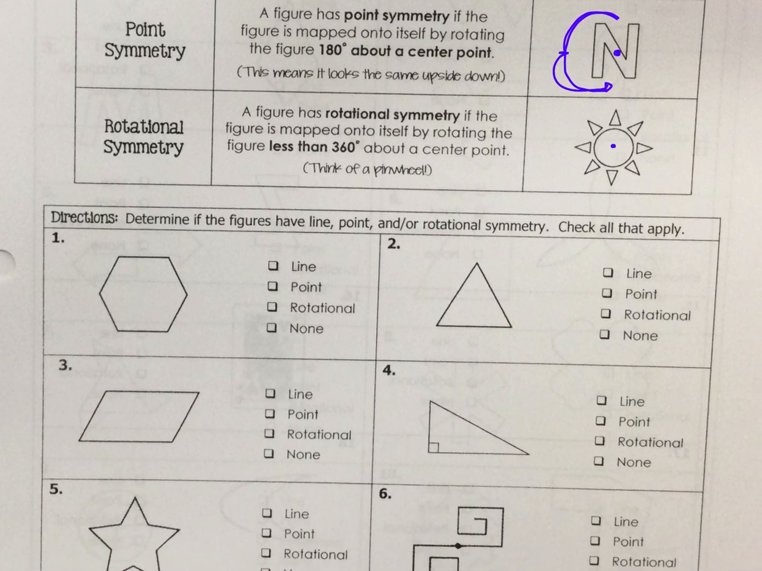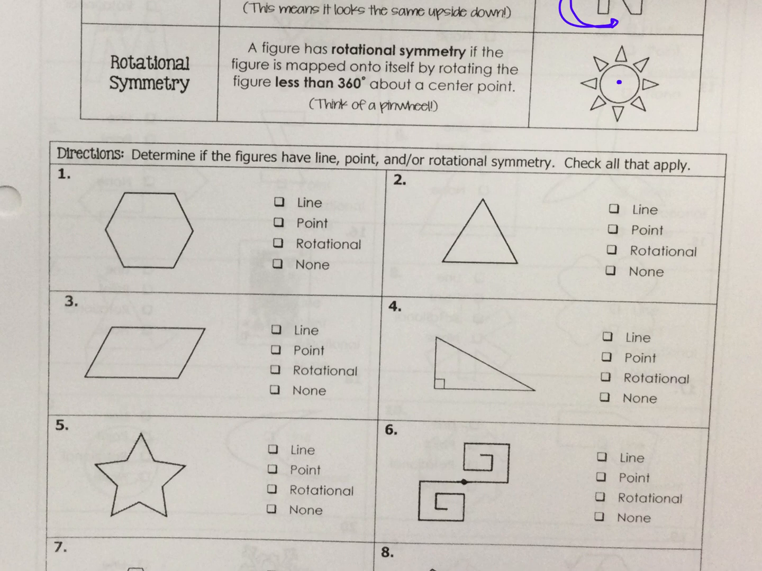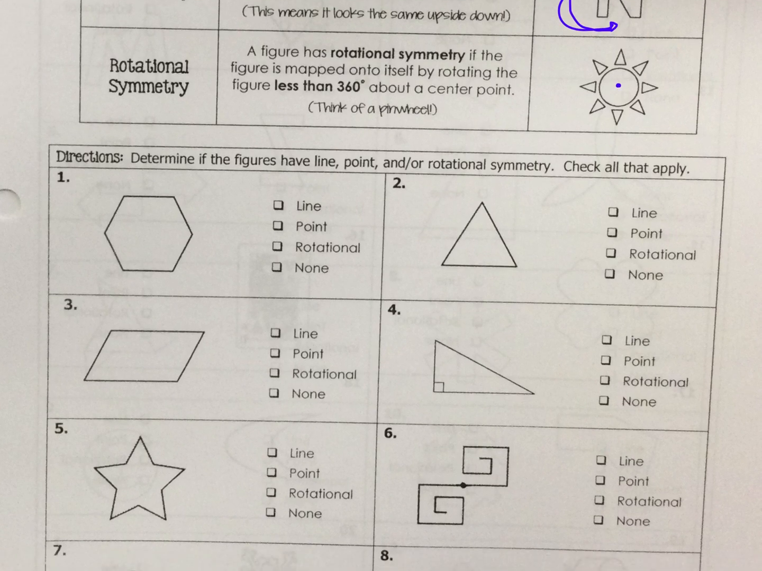So, this hexagon, which kind of symmetry does it have? Well, I know I can cut it down the middle, so it definitely has line. And if I flipped it upside down, it would still look exactly the same. So it has point, and I can rotate it 5 or 6 different ways, and it still looks the same to us. So it has all 3 of those.